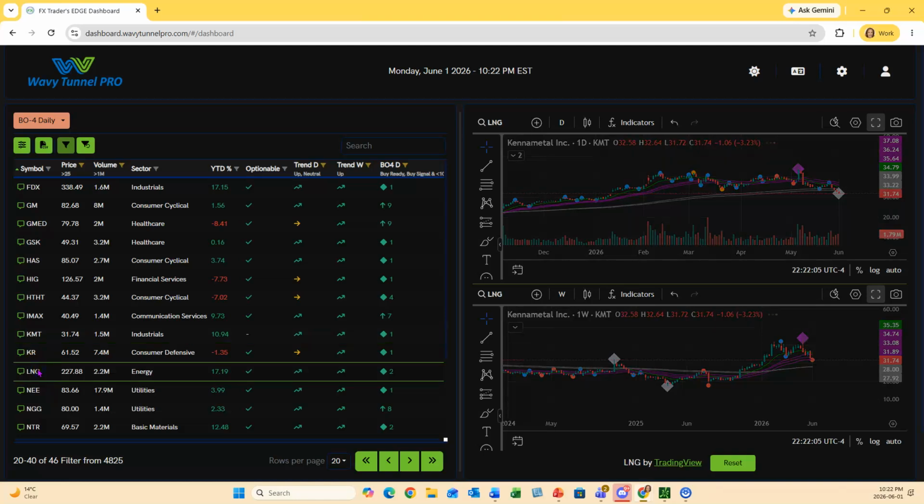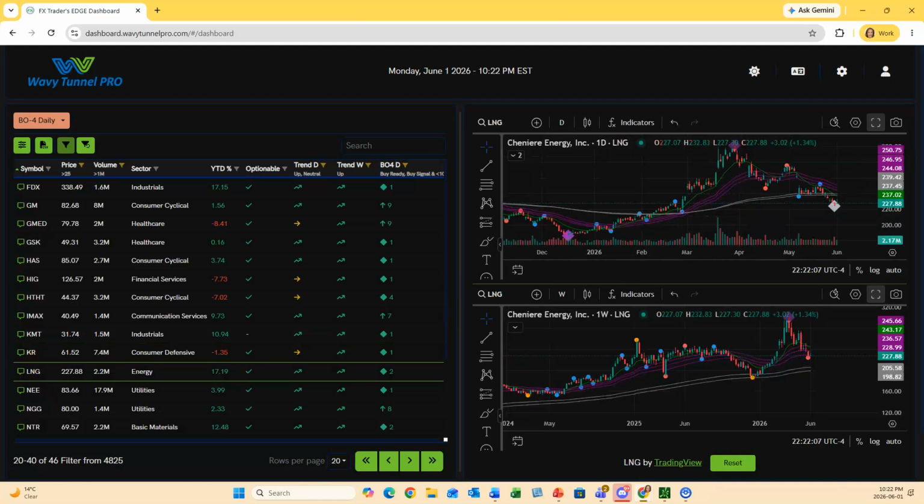We're going down to LNG. Let's look at LNG. This isn't bad. I'm going to put this on the watch list. I like the way the weekly looks. The wave is nicely situated above the tunnel, and this is a correction down into the wave. And of course, we have the breakout 4 trade on the daily.